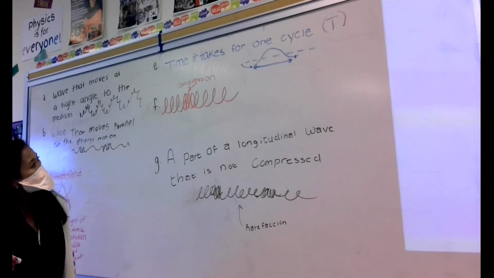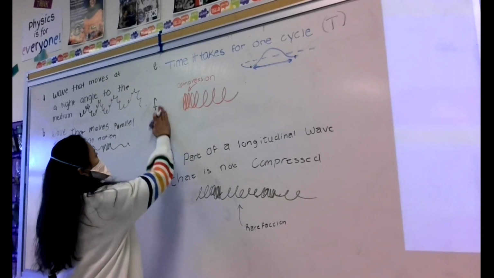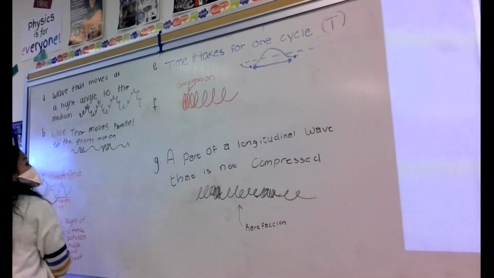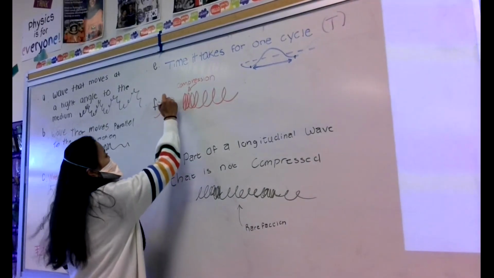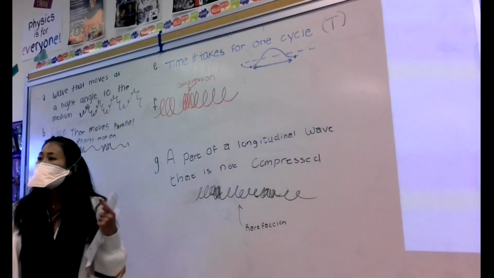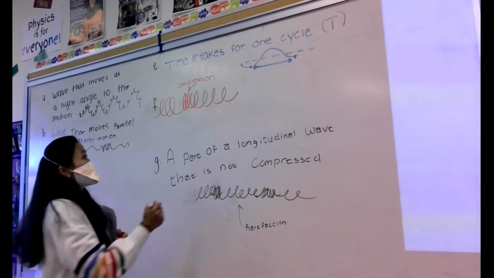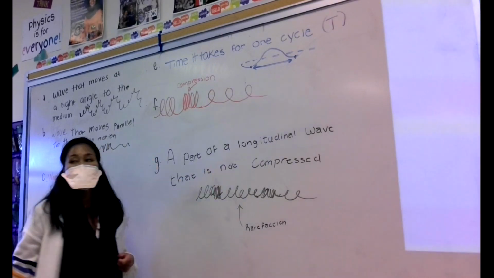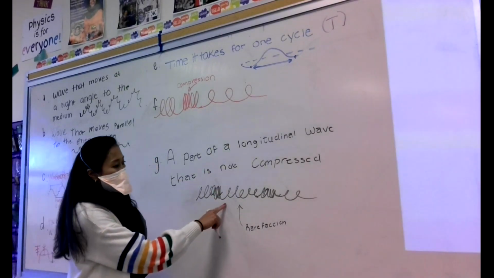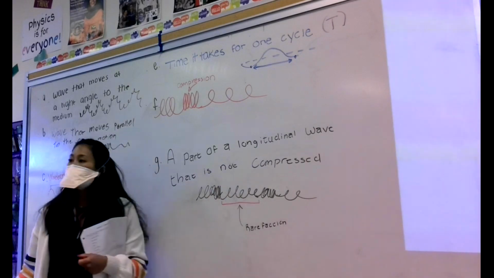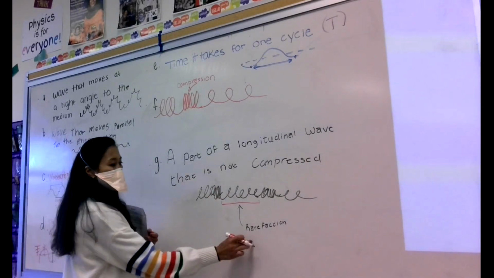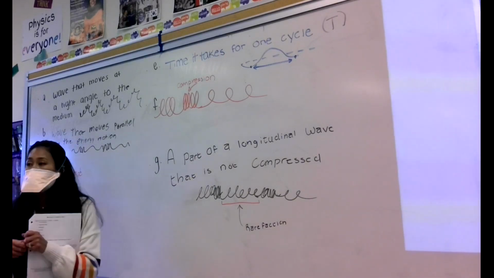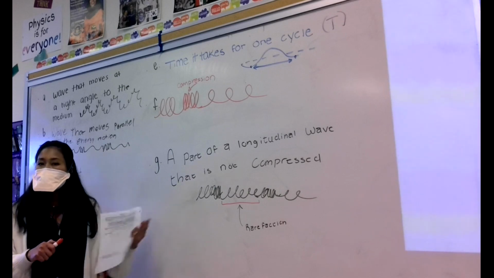Now, a compression, this isn't a very clear compression, so I'm going to draw more spaced out coils. A compression is kind of self-explanatory, right? It's where your coils are close together. So here's my close together coils, here's my far apart coils. And the rarefaction is the opposite, meaning it's more spaced out in your longitudinal wave. So it's the part of a longitudinal wave that is not compressed. Any questions on this vocabulary?